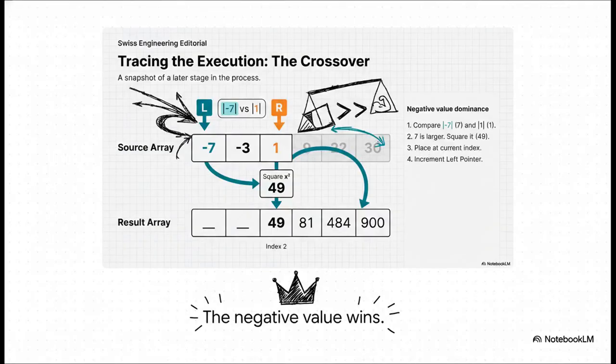Okay, let's fast forward a little bit. Now our pointers are sitting at -7 and 1. So we do our comparison again. Absolute value of -7 is 7 versus 1. This time, the left side wins. 7 is bigger. So we square -7, we get 49, and we place that in the next empty slot from the right. And this time, it's the left pointer that moves inward. And this is how we so brilliantly handle those tricky negative numbers.